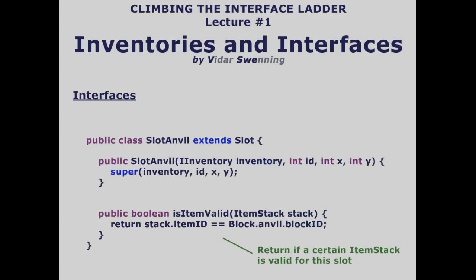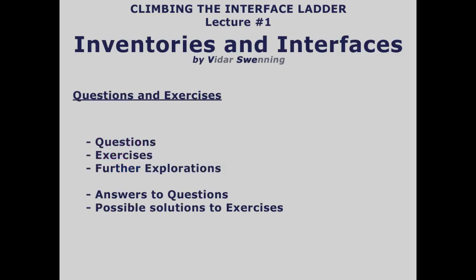Right, then what we have here is that slot I was talking about. The only thing we did here was to return if the stack item ID is the same as the ID of the block ID there, and that's just what isItemValid does. It tells us if this is going to be valid for the slot or not. And that's about it.